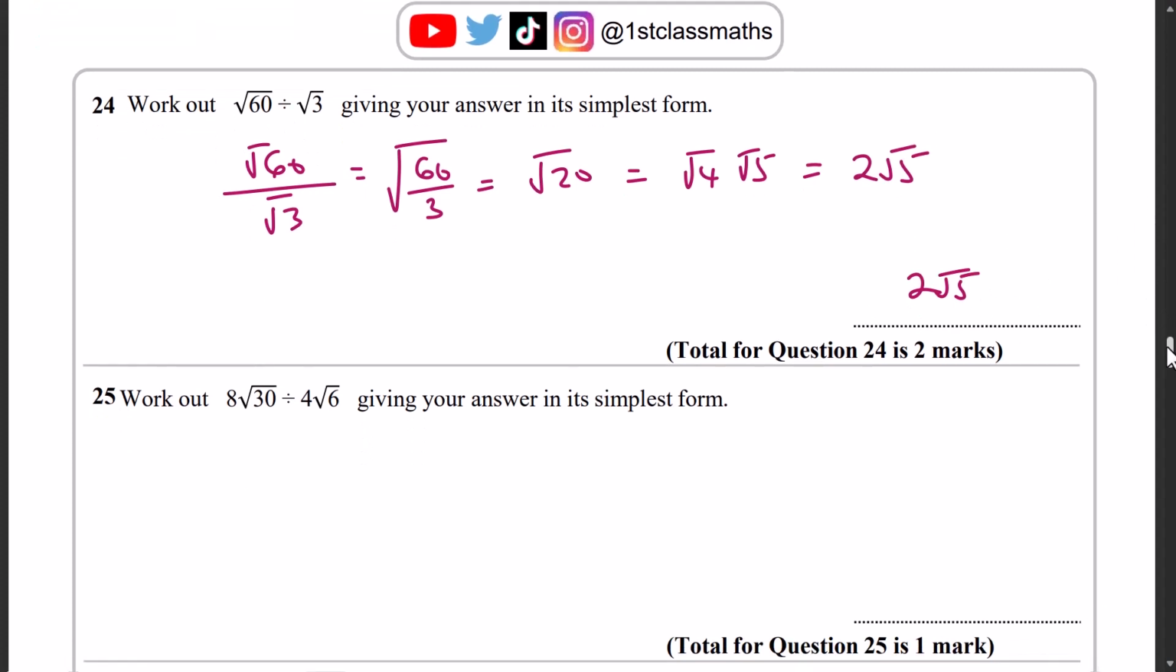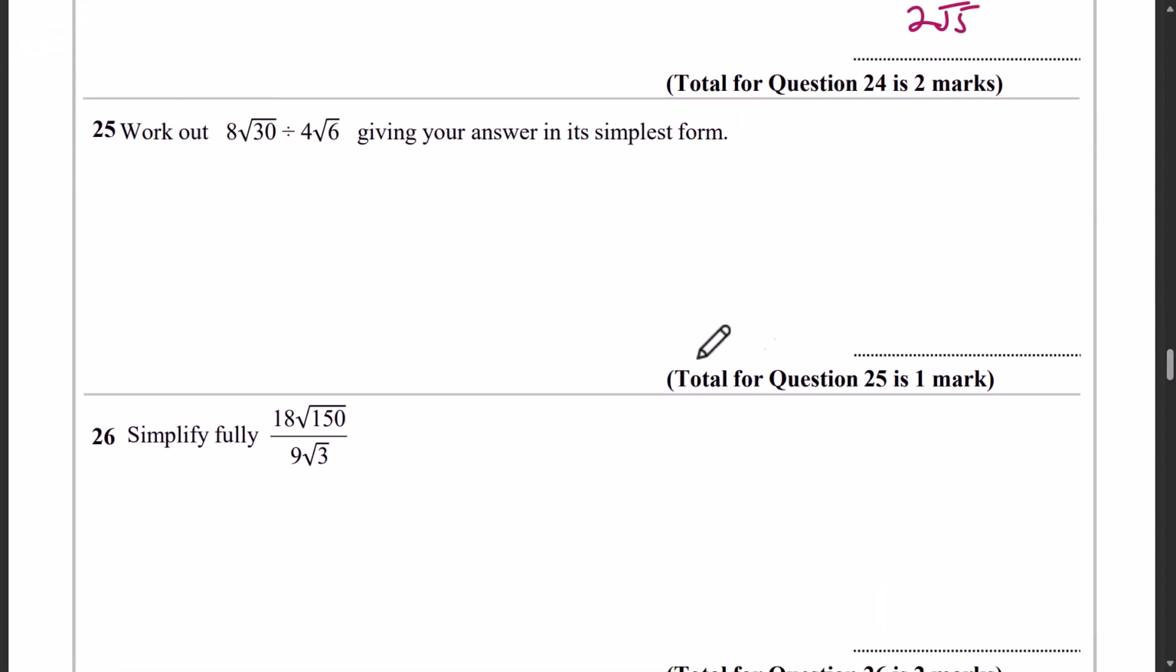Of course, there are other ways of doing this, but I want to use this way because it's a lot easier for me. Number 25: you have this, divide this, and then give your answer in a plus form. Well, I think you write it as a fraction. I don't think it's specified before that, so that's why it's 2 root 5.